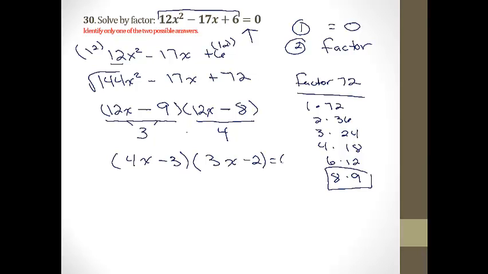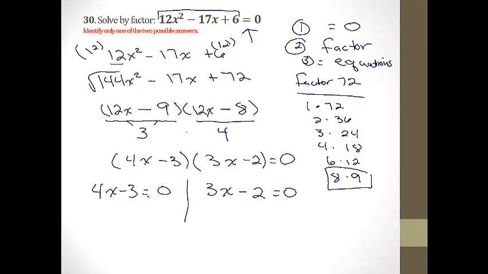And that's just the factoring part, because the next step of solving is to make your little equations. And that has to do with the zero product property. If this binomial times this binomial equals 0, then that means that 4x minus 3 equals 0, or 3x minus 2 equals 0. And then we solve these little equations for x. So add 3 to both sides here gives us 4x equals 3. And then divide by 4 gives us here that x equals 3/4.